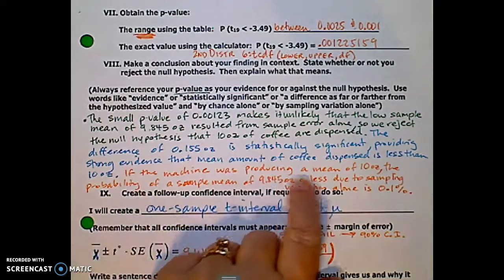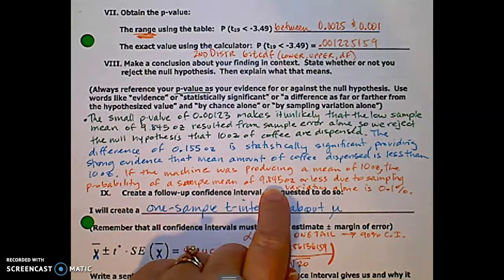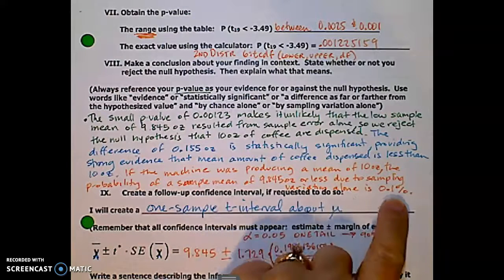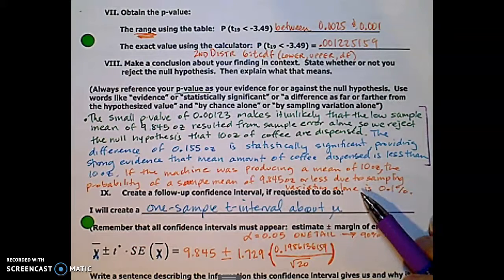If the machine was producing a mean of 10 ounces, the probability of a sample mean of 9.845 ounces or less due to sampling variation alone is only 0.1%. I probably like the first 2 sentences the best, but they're all good. I think the third sentence would not be able to stand alone. It's just kind of like some tacked on information.